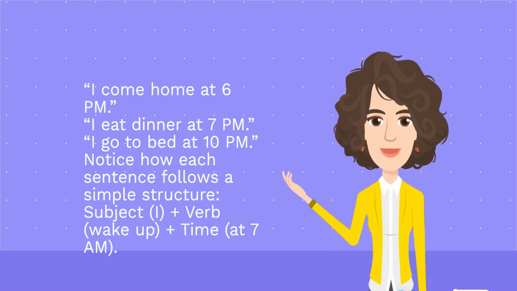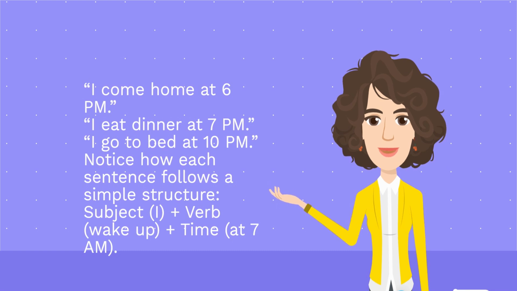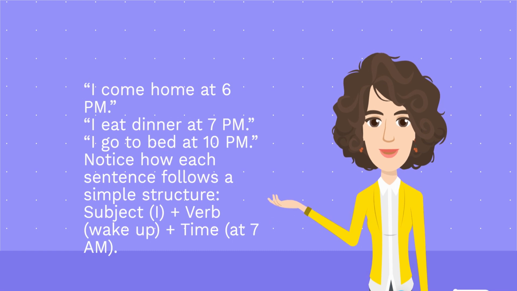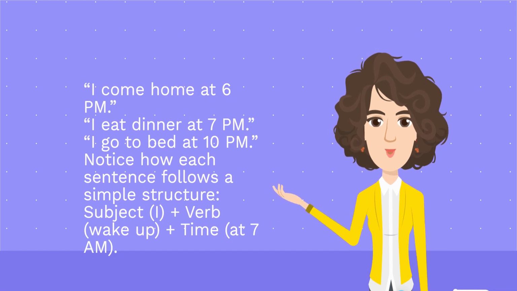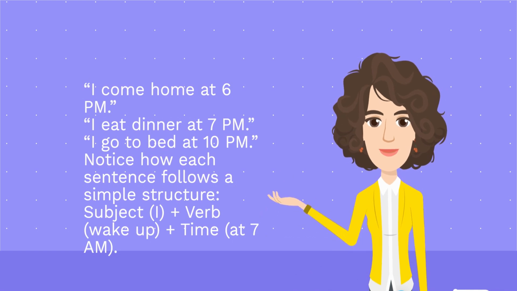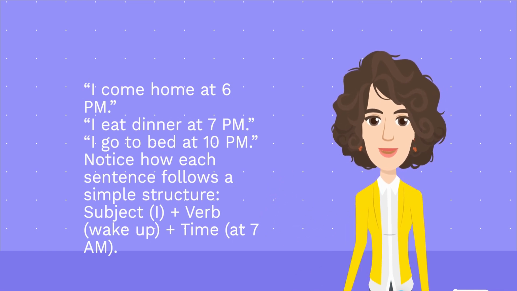I come home at 6 p.m. I eat dinner at 7 p.m. I go to bed at 10 p.m. Notice how each sentence follows a simple structure: subject, I, plus verb, wake up, plus time, at 7 a.m.